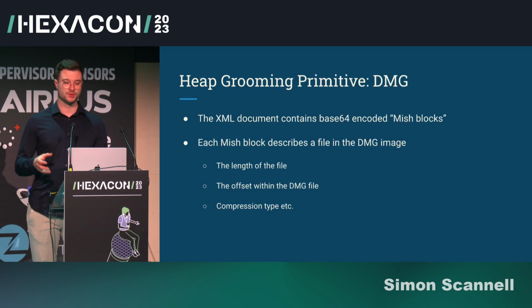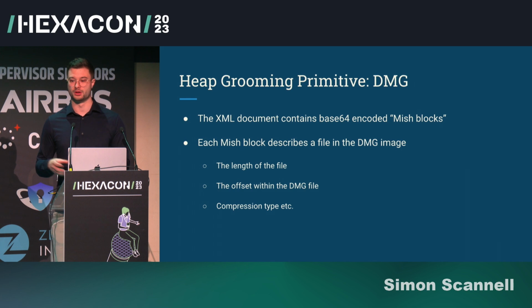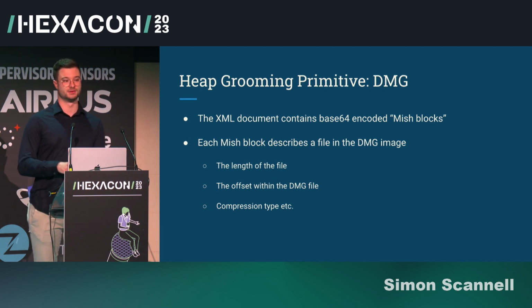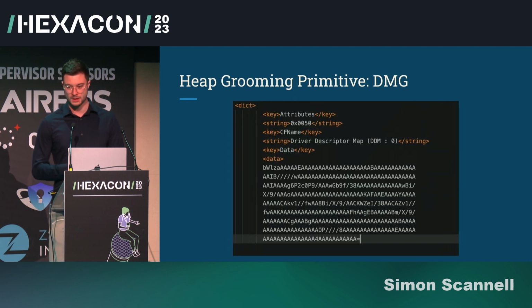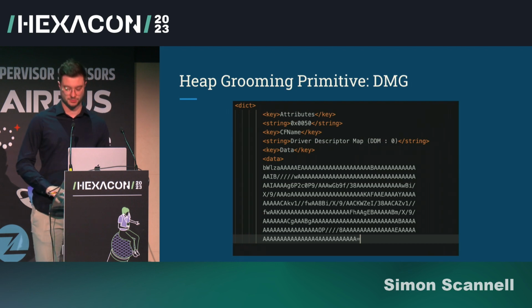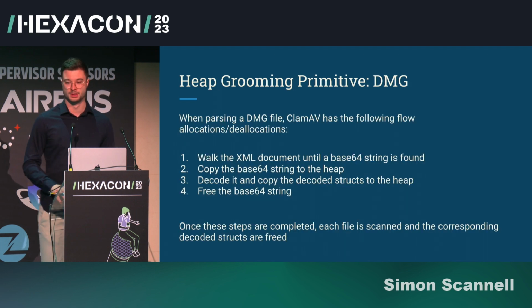The XML document contains base64 encoded MISH blocks, and each MISH block describes a file in the DMG image. That would be the length of the file, the offset within the DMG file, whether the file is compressed, what kind of compression is used, etc. Here in this snippet, you can see what this XML could look like. The most important part is simply the data element, which contains a base64 encoded string.